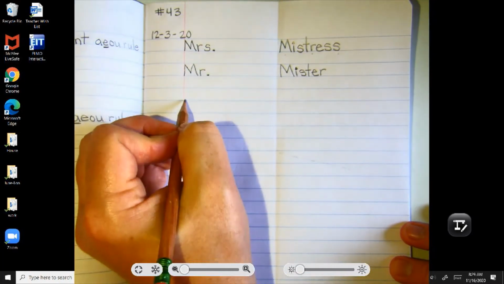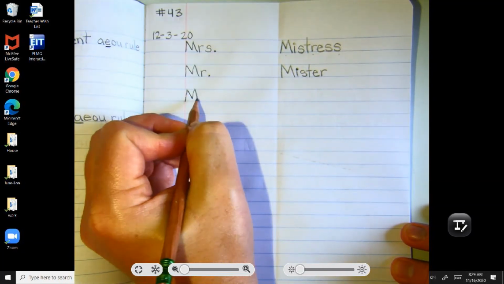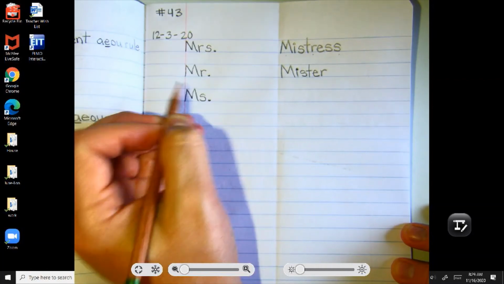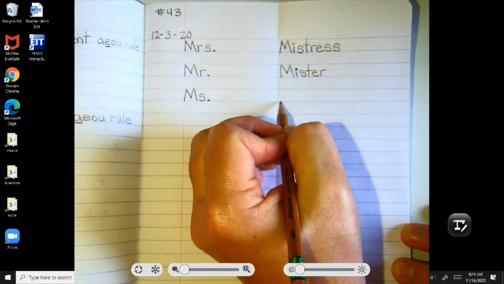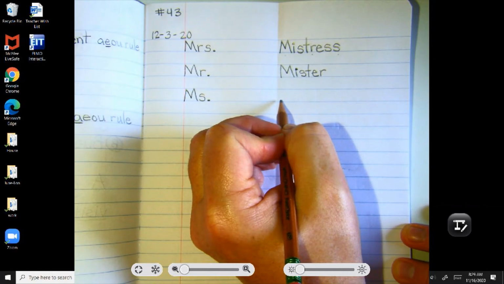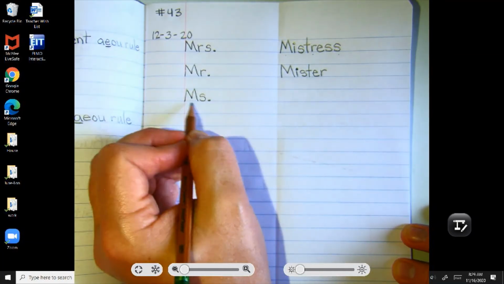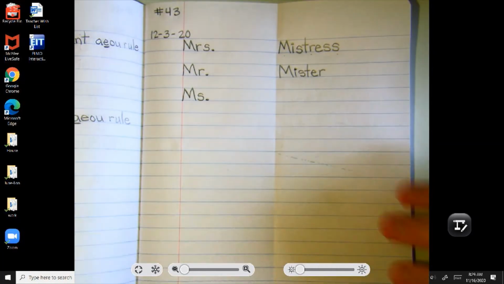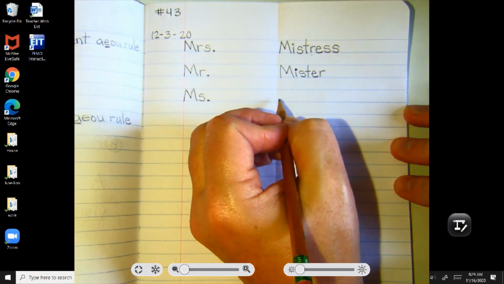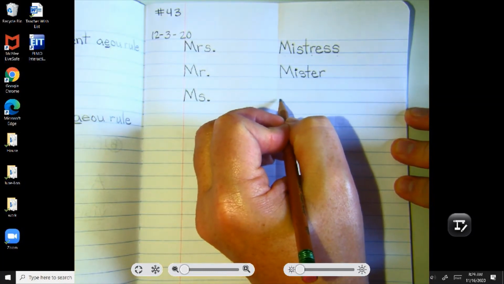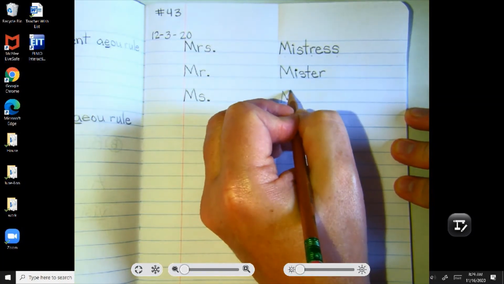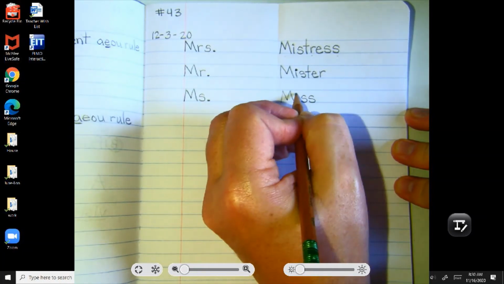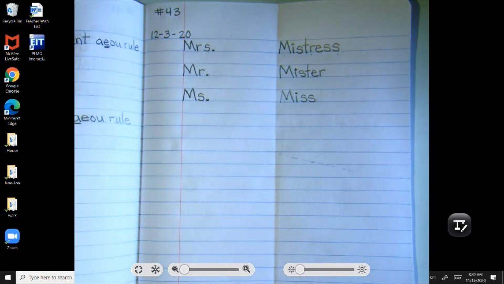Then our next one can be pronounced Miss or Ms. Right? Miss or Ms. Right? So if you're writing Miss Lund or Ms. Taylor, Ms. Gilbert. And then that's the abbreviation for the word Miss or Ms.